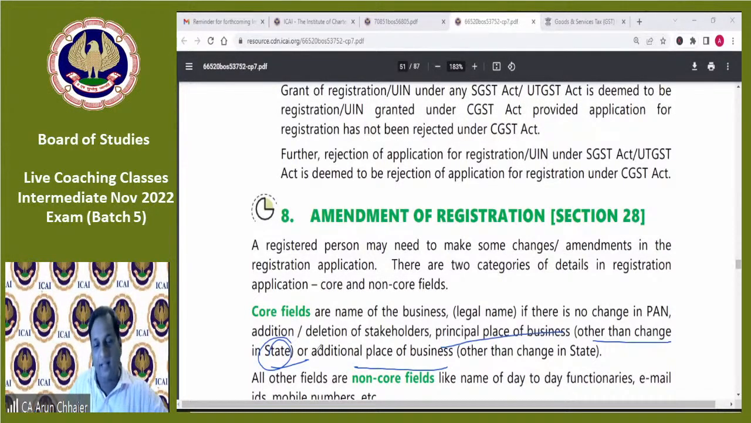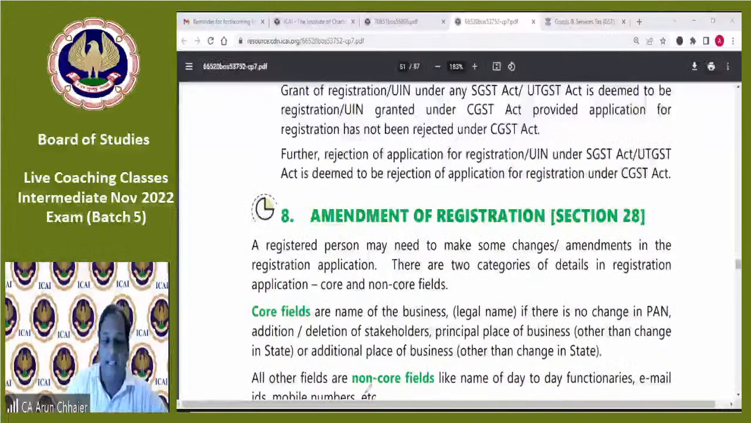I am registered under Delhi. I have the Delhi GST number, but I would like to take one additional place of business in Kanpur. Can I register the Kanpur location as an additional place of business in my Delhi GST number? The answer is no, because GST is a state-wise registration. That is the reason they are saying other than change in the state. And all the rest of the fields, like email ID and mobile number, everything would be under the non-core field.